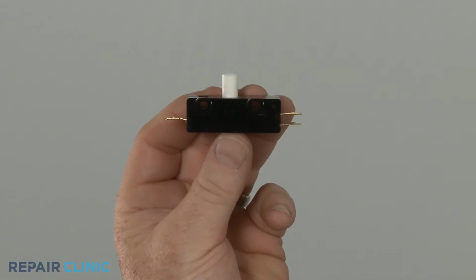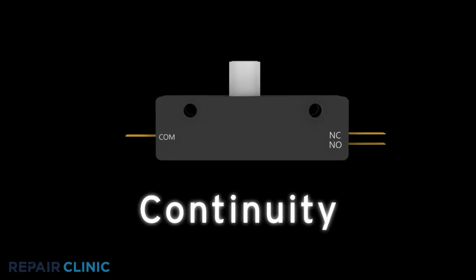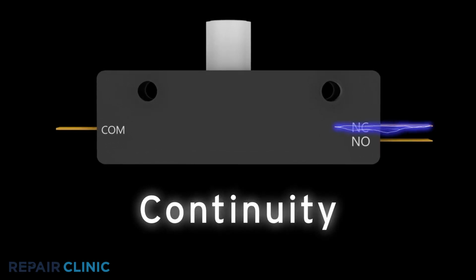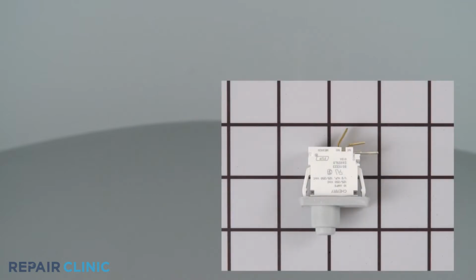Since you can't always tell if a dryer switch has failed simply by looking at it, you'll need to perform a continuity test. A continuity test will determine if a continuous electrical path is present in the switch. Switches come in many shapes and sizes, but all of them can be tested for continuity.